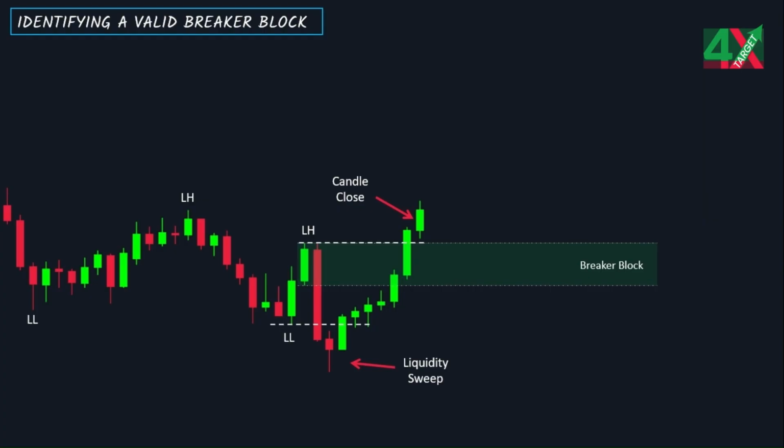Once the breaker block is confirmed, it becomes a key area of interest. When price later retraces back into this breaker block zone, it presents a high probability opportunity to look for long positions.